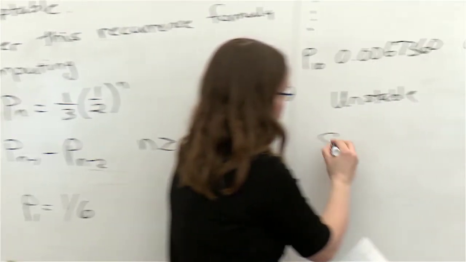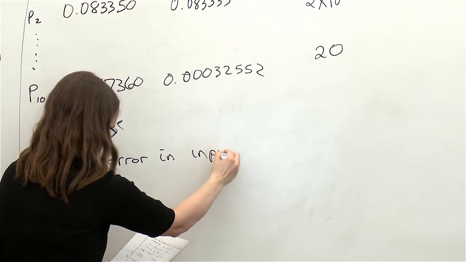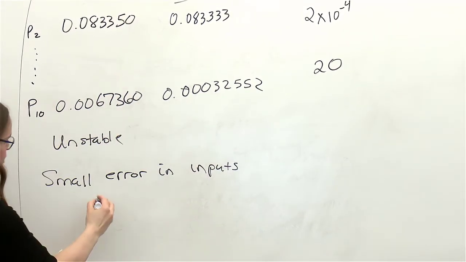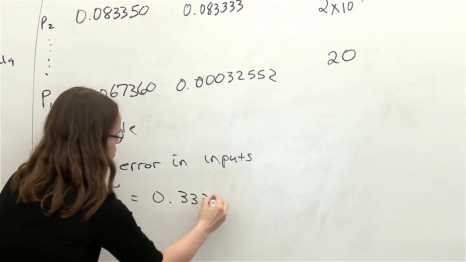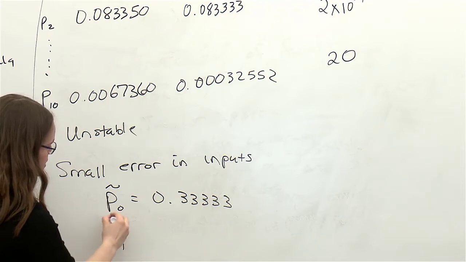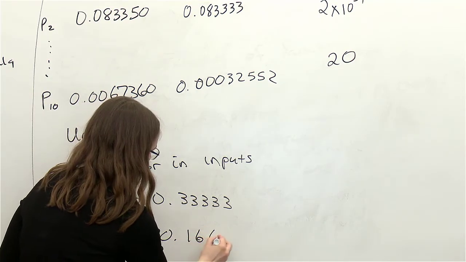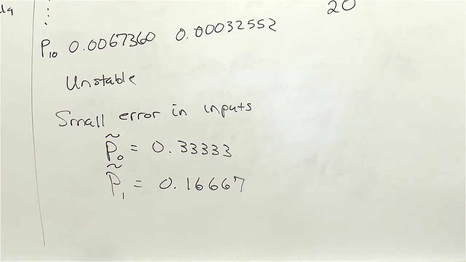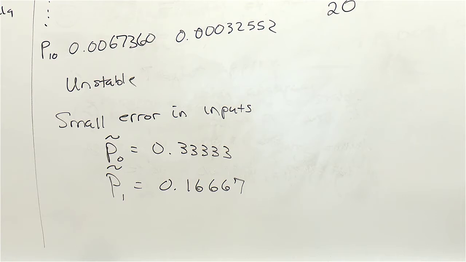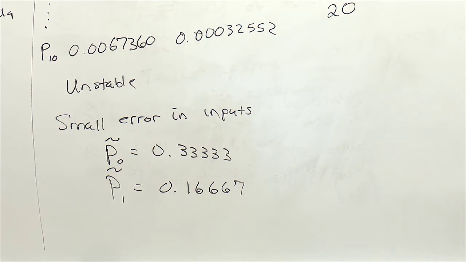So we started with this small error in our inputs. Instead of P0, we used P0 tilde, 0.33333, and we used P1 tilde, not to be 1/6, but to be 0.16667. Okay, small errors, right? Those are the size of errors that we know we've got to deal with when we're working with 5-digit arithmetic. Somehow our scheme took these errors and just blew them up.